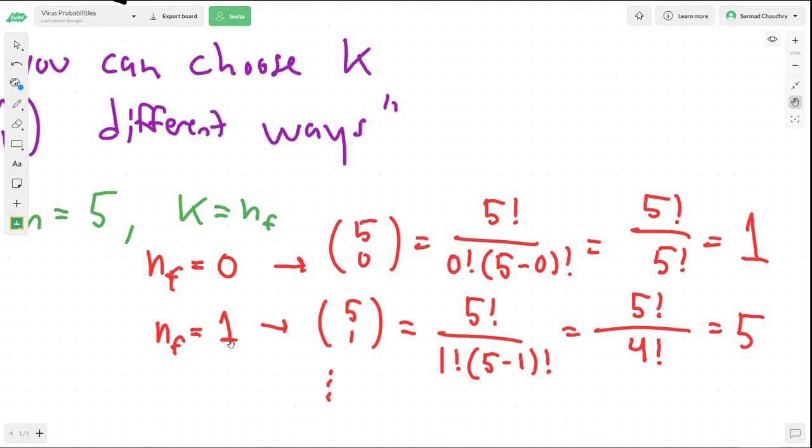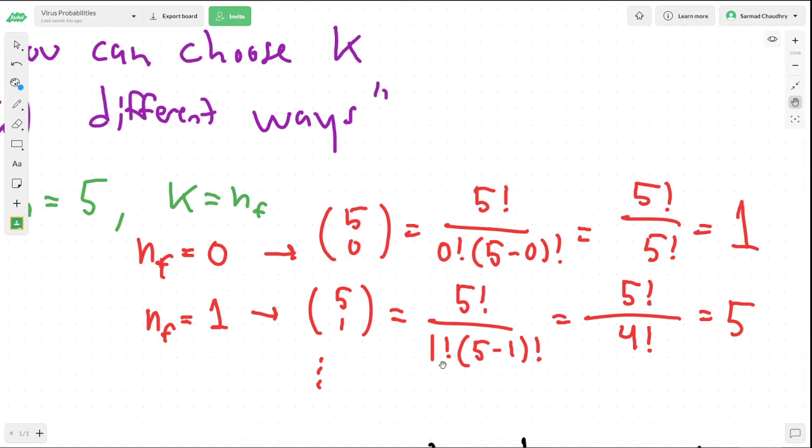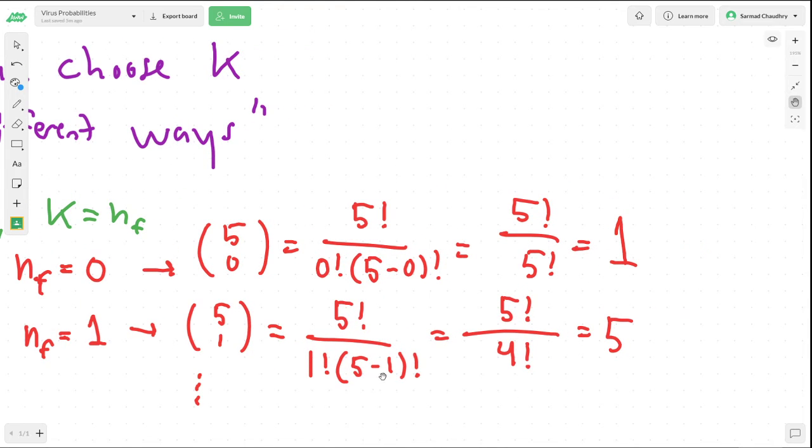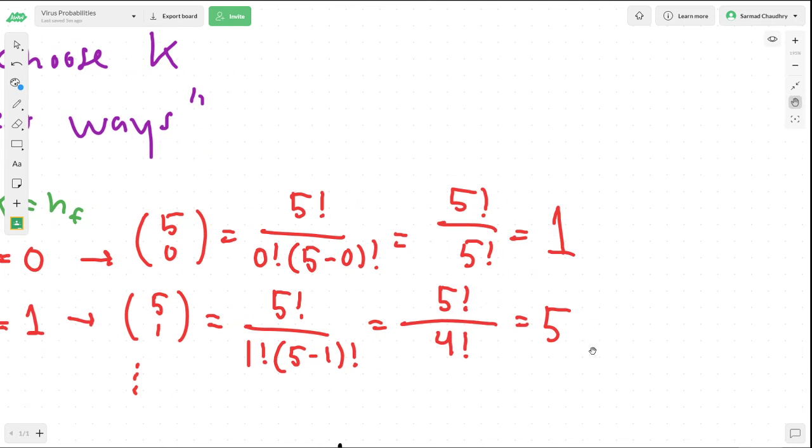What about the 1 person out of 5 dies? You do 5 over 1 in the binomial coefficient, and that breaks down to 5 factorial over 1 factorial, 5 minus 1 factorial. Again, 1 factorial is equal to 1, and you can just ignore it. So we got 5 factorial over 5 minus 1, which is 4, and that's factorial. So that's 5 factorial over 4 factorial. The secret to this equation: do you have to do 5 times 4 times 3 times 2 times 1 divided by 4 times 3 times 2 times 1? No, you can just kind of cheat.